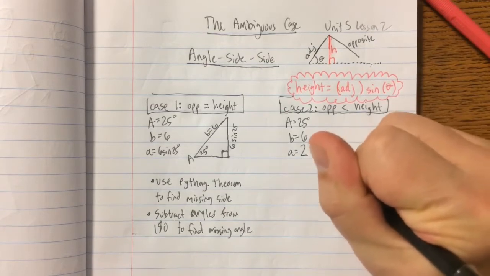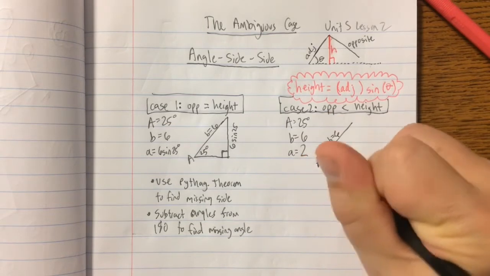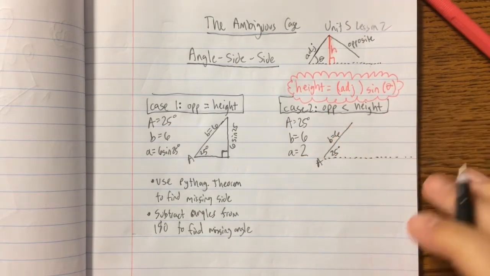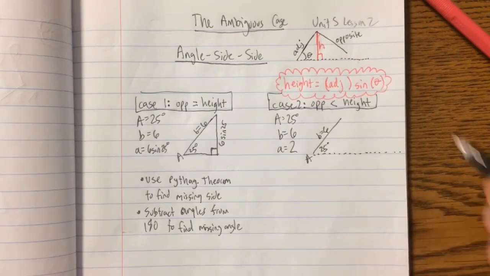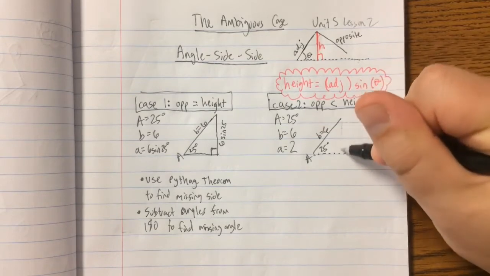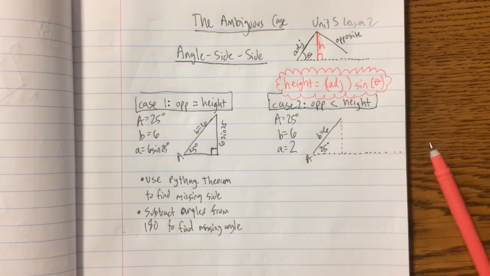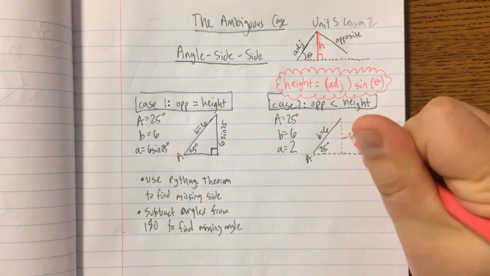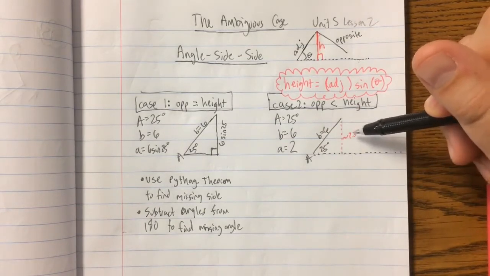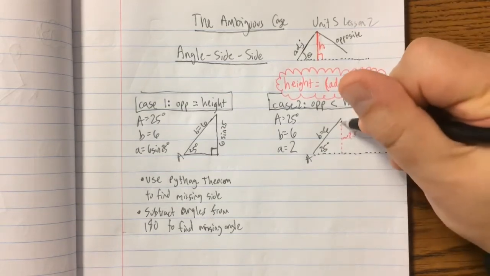So try to visualize this. We've got this side is 6. So angle A is 25 degrees. We don't know anything about this side, so I'm just going to do sort of a dotted line here. And then this side is shorter than the height. So if this is about 2.5, and this side is 2, what's happening here? You don't have a triangle.